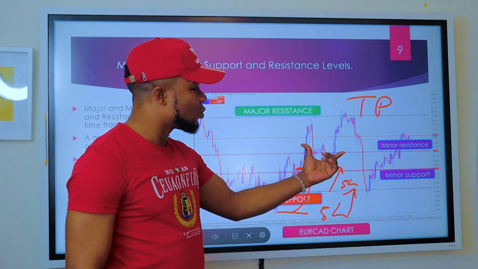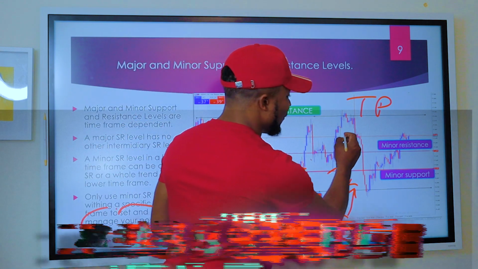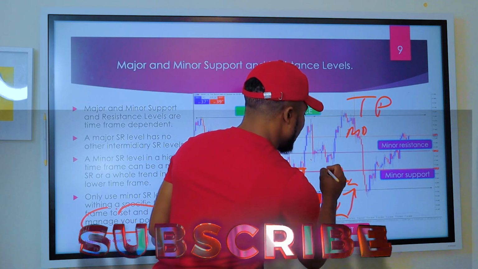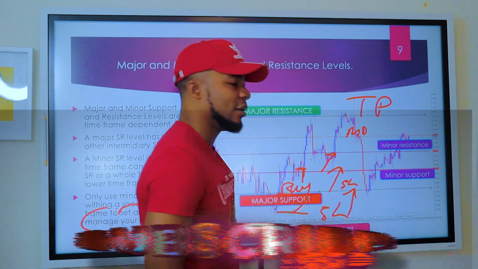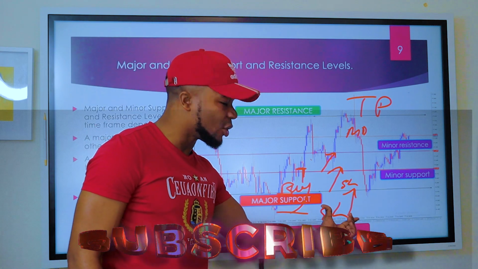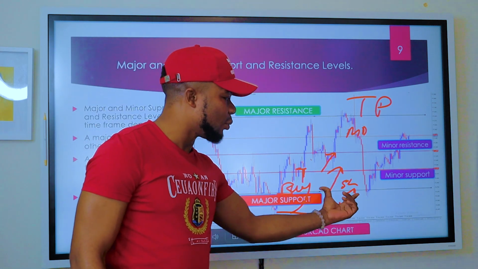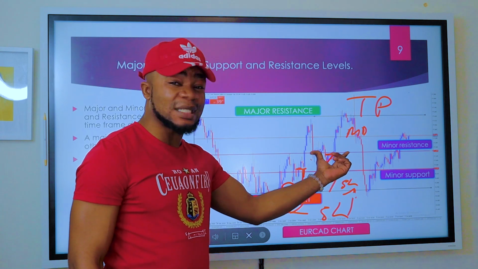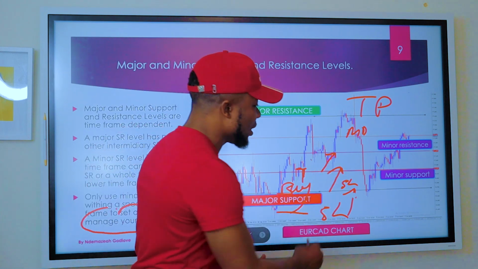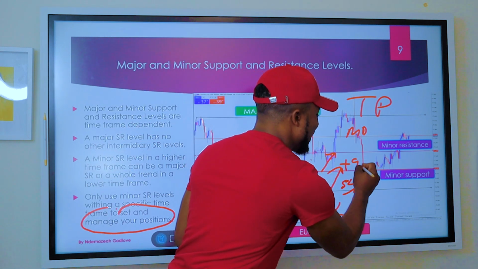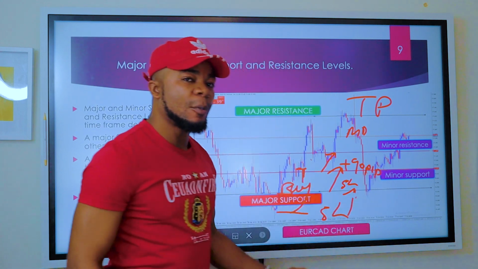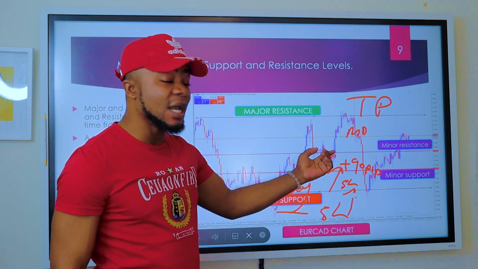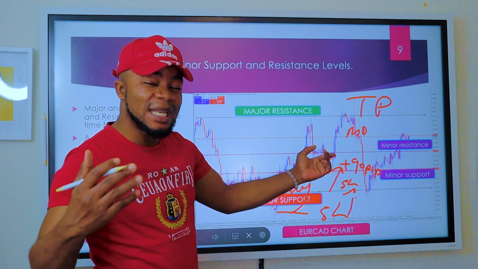So I'll be trailing. As soon as the market gets to the next minor resistance, I'll take my stop loss again from here to here. So you see, the first stop loss was here. When the market got here, I put it here. When the market got here, I put it here. When the market got here, my stop loss now is here. And from here to here, I'm already in with about plus 90 pips. So even if the market goes against me, it will knock me out somewhere here, and I'll be going out with about plus 90 pips.